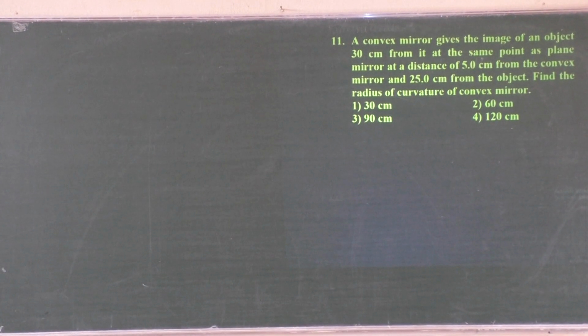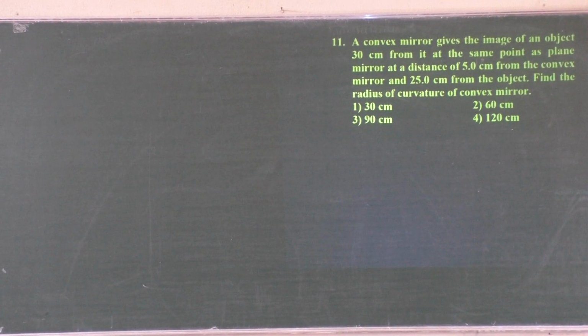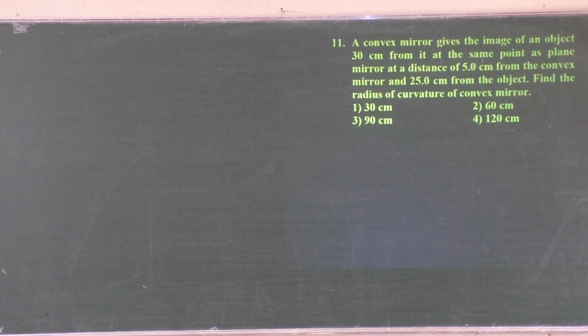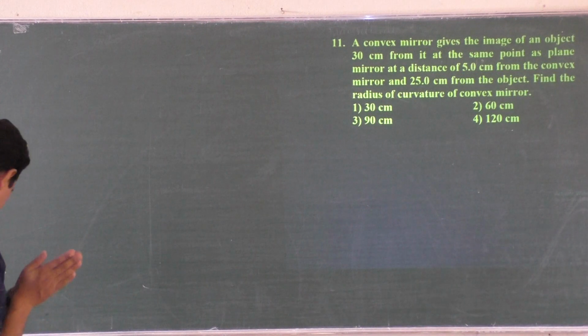So the question moves like this. A convex mirror gives the image of an object 30 centimeter from it at the same point as a plane mirror at a distance of 5 centimeter from the convex mirror and 25 centimeter from the object. Find the radius of curvature of the convex mirror.